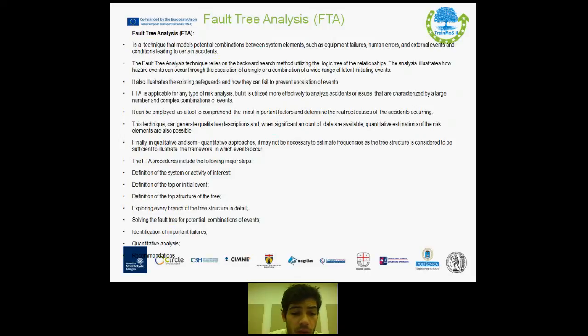The FTA procedures include the following major steps: to begin with, the definition of the system or activity of interest, the definition of the top or initial event, and the definition of the top structure of the tree, the exploration of every branch of the tree structure in detail, the solution of the fault tree for potential combinations of events, while also the identification of important failures, quantitative analysis, and finally, recommendations.